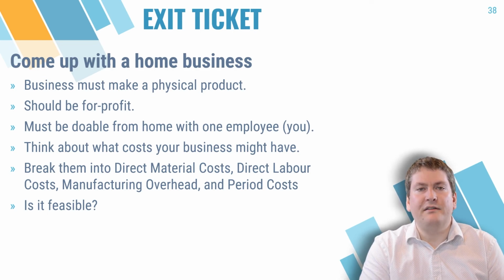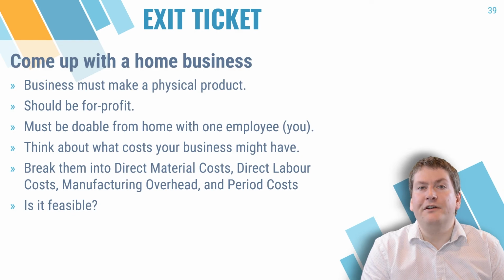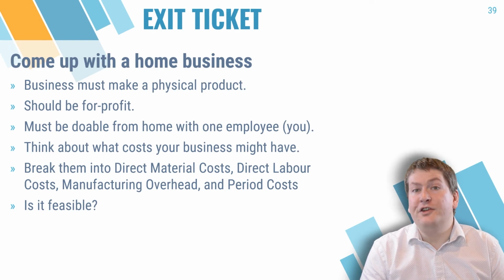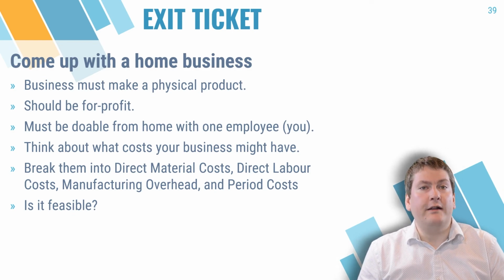Come up with at least one physical product your business makes. You should also make a list of all the costs your business might have. Consider things like raw materials going into your product, costs like rent and equipment, sales and marketing, packaging and shipping, and of course, a salary that you'll pay yourself. Once you have a good list, start dividing each cost into different types, into direct material costs, direct labor costs, manufacturing overhead, and period costs.